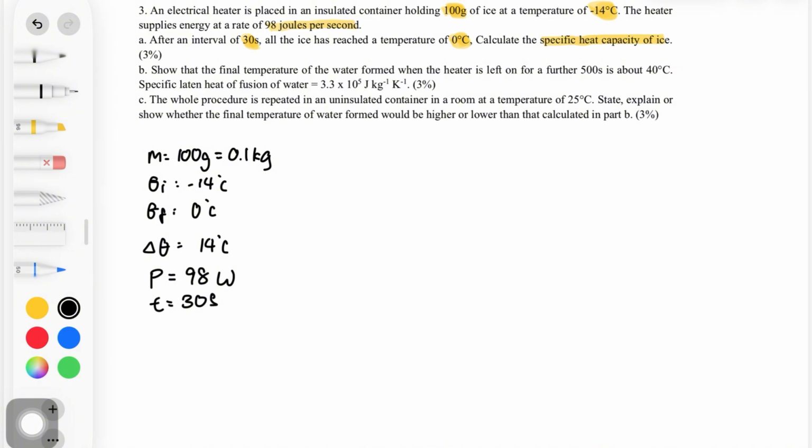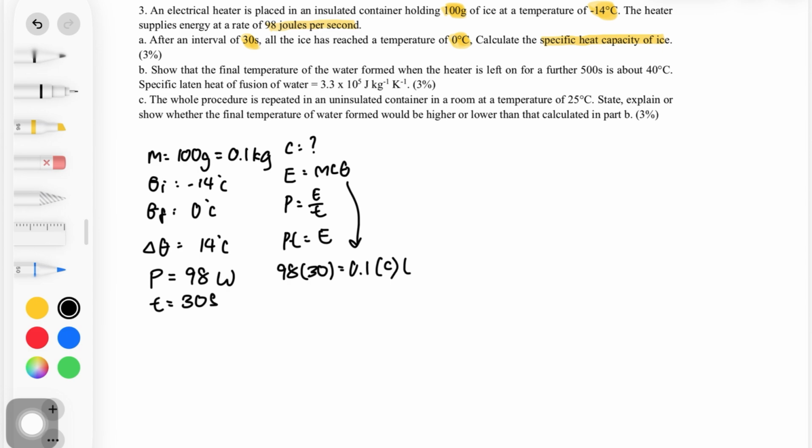Okay, so what we want to do is find C. In order to find C, we need to know that the formula is energy equals mc theta, and the other formula that we know to find energy is power equals energy over time. So first we need to find energy. Power times time equals energy, which is 98 times 30 seconds, and energy is also equal to mass 0.1, c, and change in theta, which is 14 degrees.